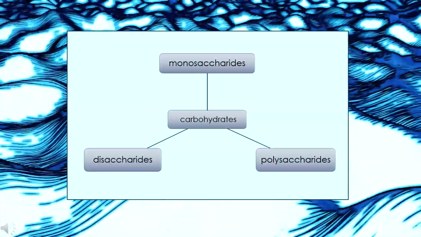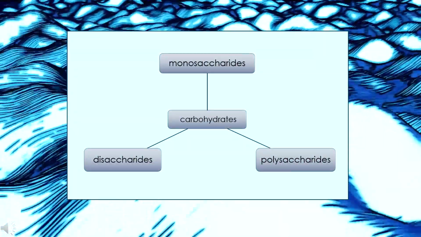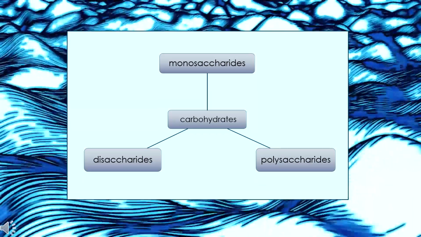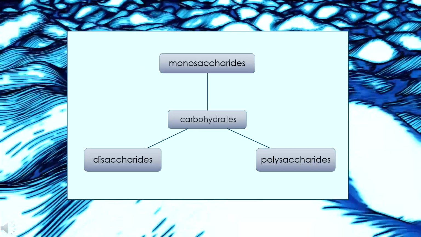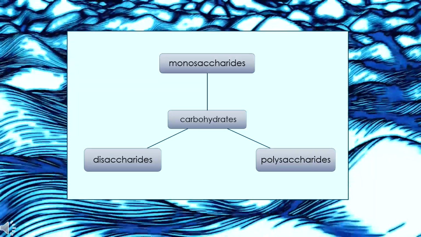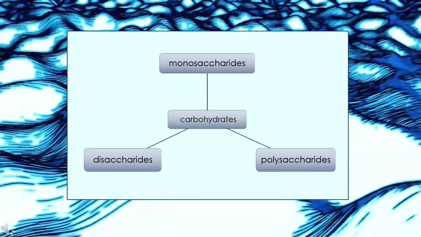Okay, as I told before, carbohydrates are divided into three, which are monosaccharide, disaccharide, and polysaccharide. Okay, I will pass this presentation to Fahmi.